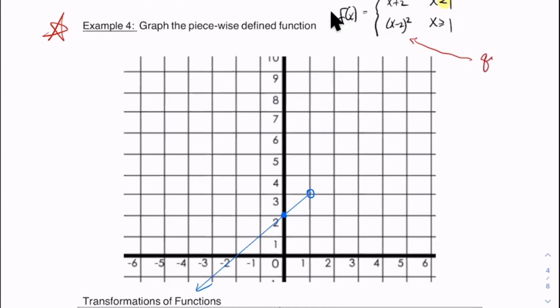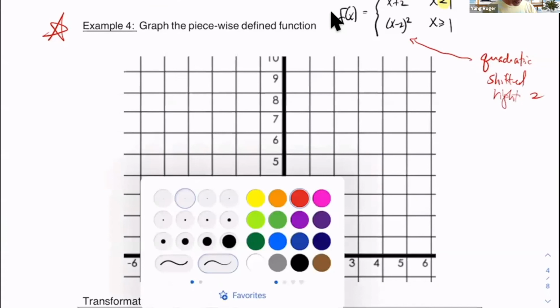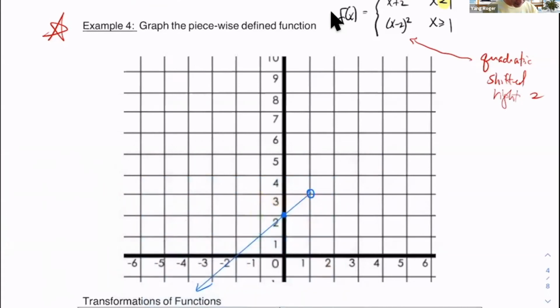Quadratic, shifted right. So when we go ahead and try to graph this guy, it looks like this. It's shifted right 2, so maybe it looks something like this.